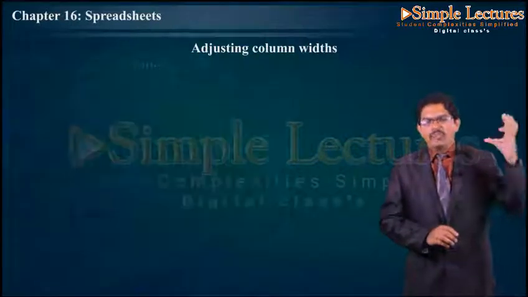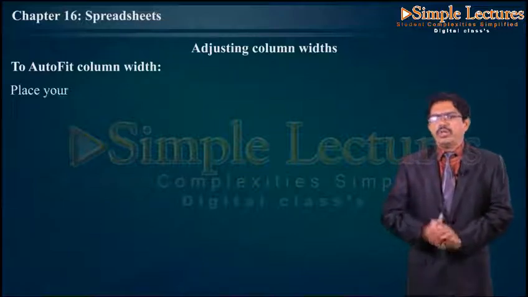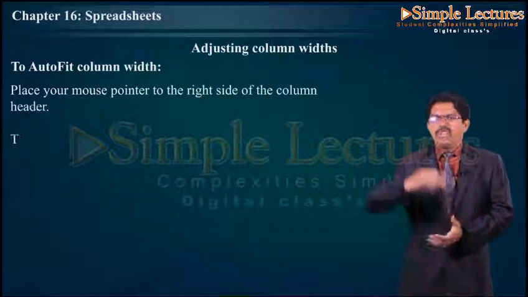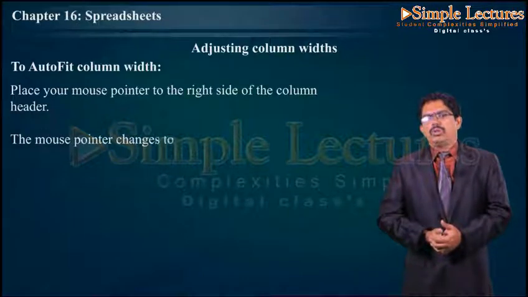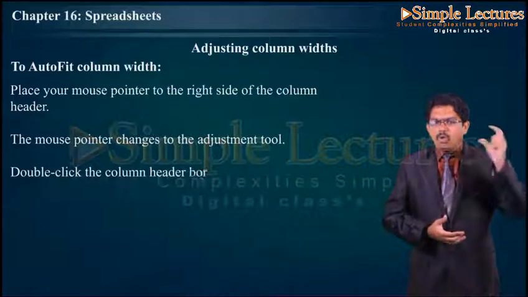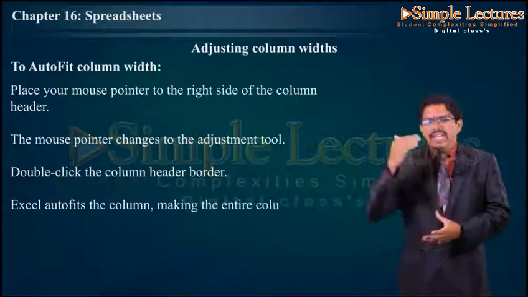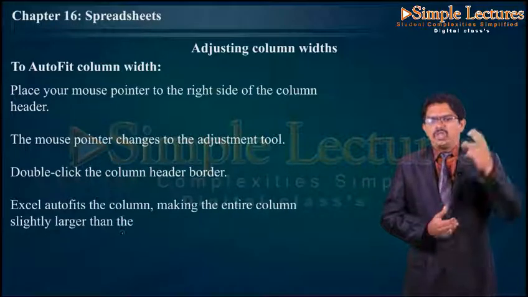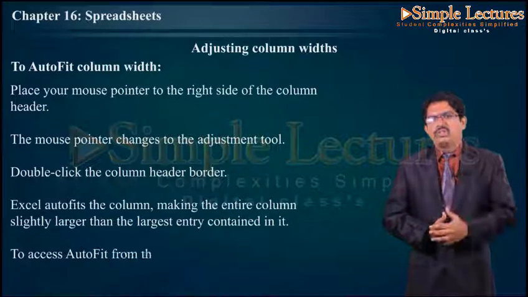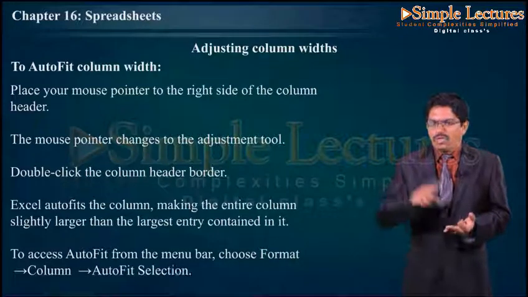Now, let us move to AutoFit column width. Place your mouse pointer to the right side of a column header. The mouse pointer changes to the adjustment tool. Double click the column header. Excel auto-fits the column, making the entire column slightly larger than the largest entry contained in it. To access, choose Format, Column, AutoFit selection.